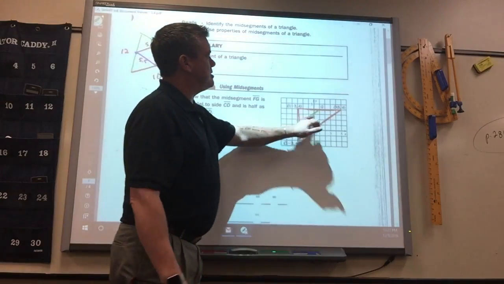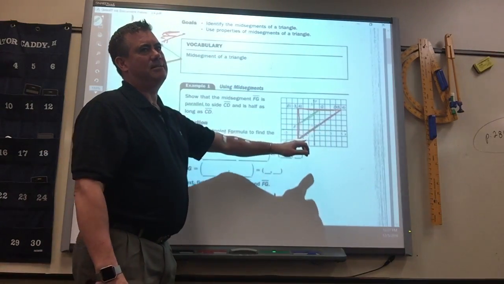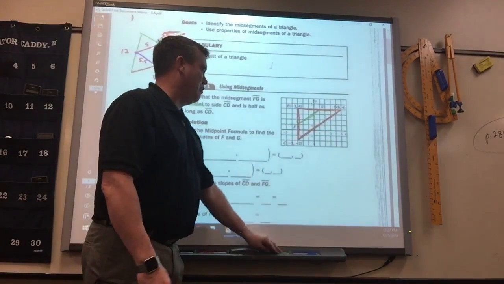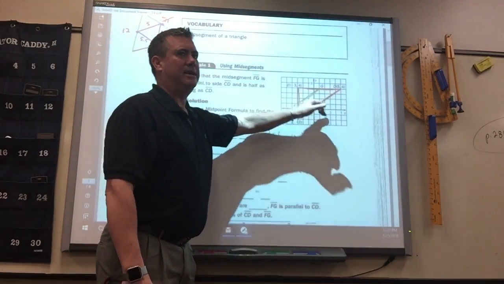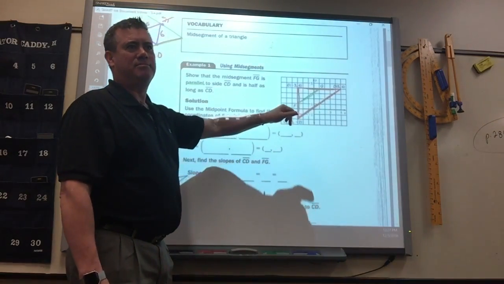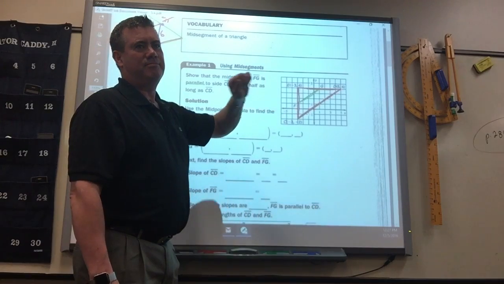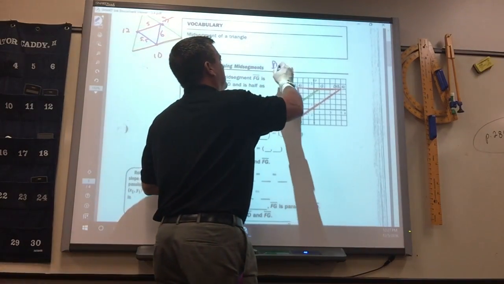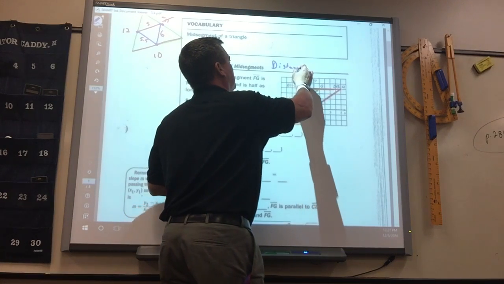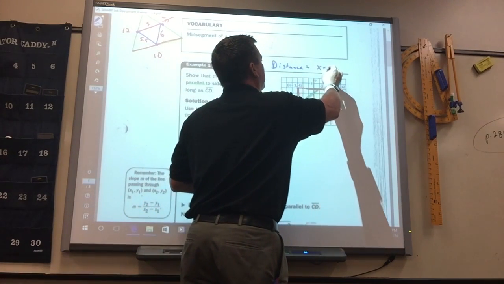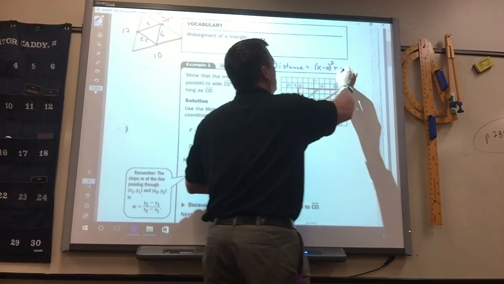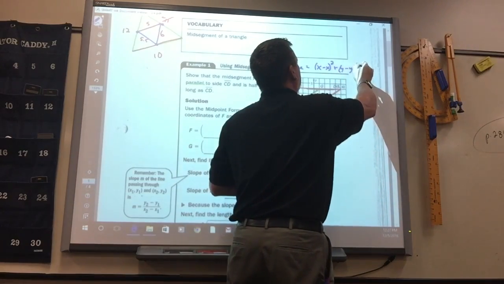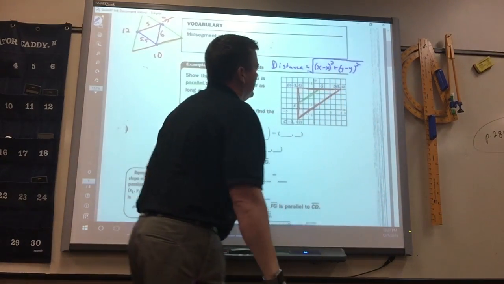Then to show that this is half as long as that, anyone remember what we would have to use to show lengths on a coordinate system? Distance formula. Oh, I hate that. x minus x squared plus y minus y squared, and you square root it.